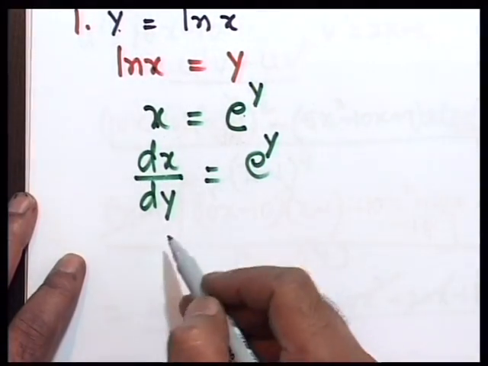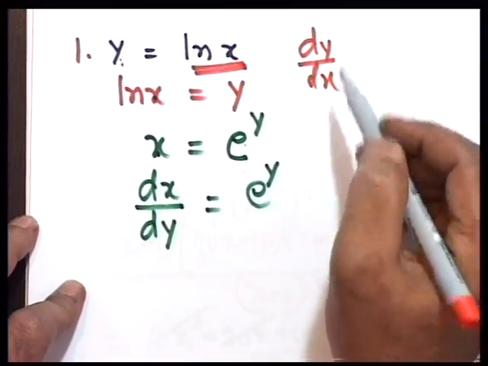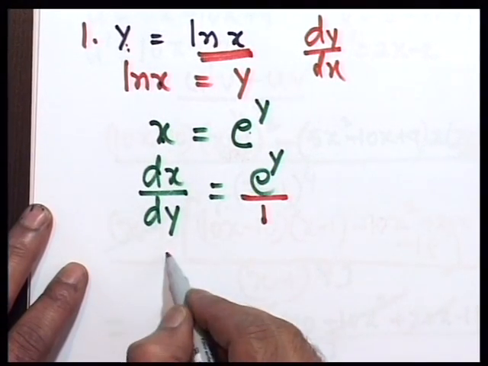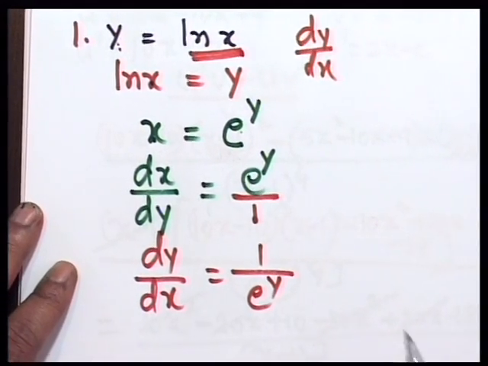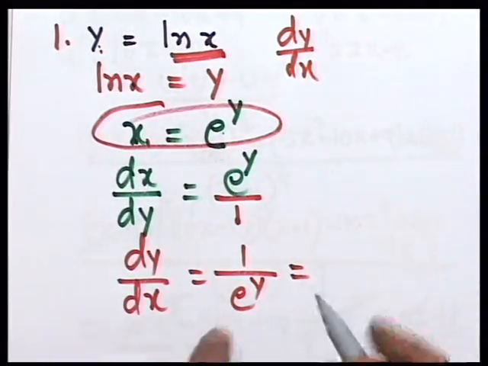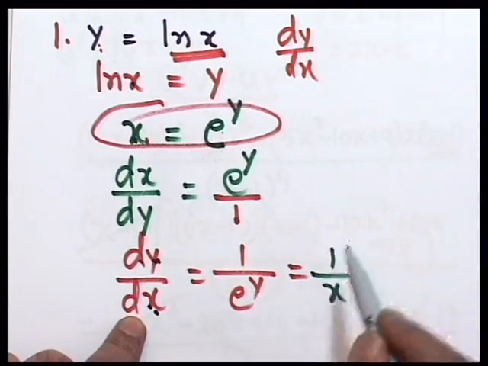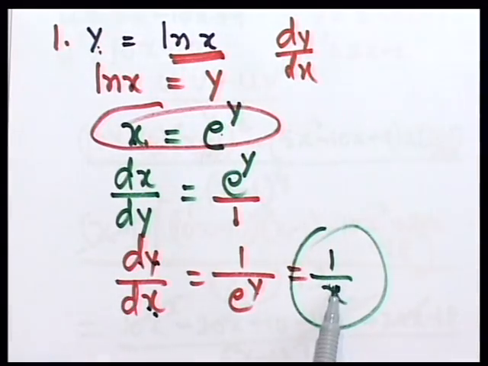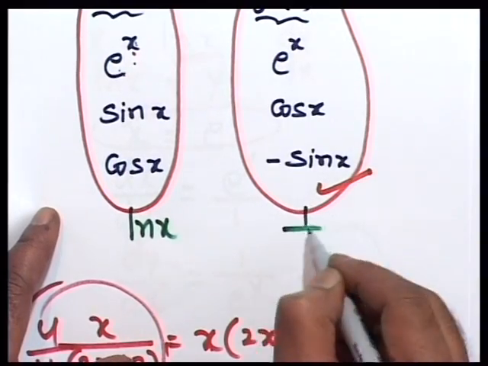But our question was y equals natural log x. We were supposed to find dy over dx. So flip this, see what happens. That's over 1, so this becomes dy over dx equals 1 over e to the power y, which is, please understand, e to the y is actually x. So we substitute x there, 1 over x. So we got dy over dx in terms of x. So the differentiation of natural log x is 1 over x. Please, please, please remember that. Let's write it here. So ln x gives 1 over x.